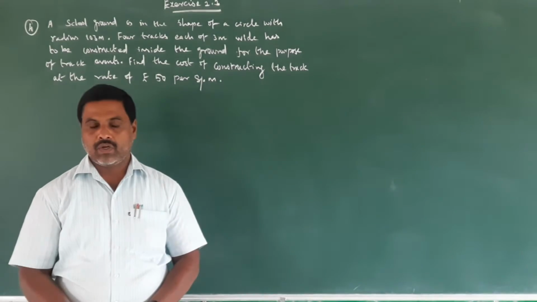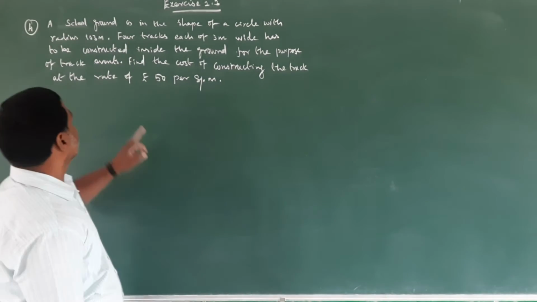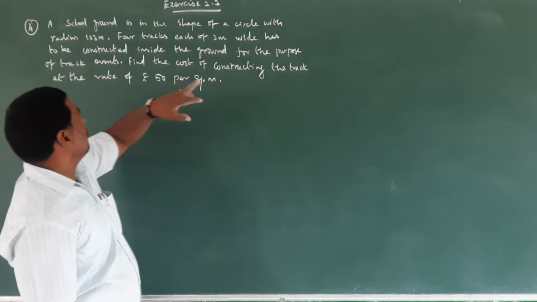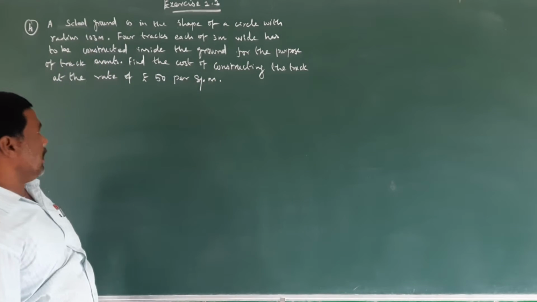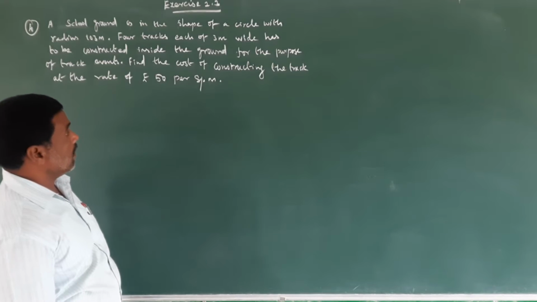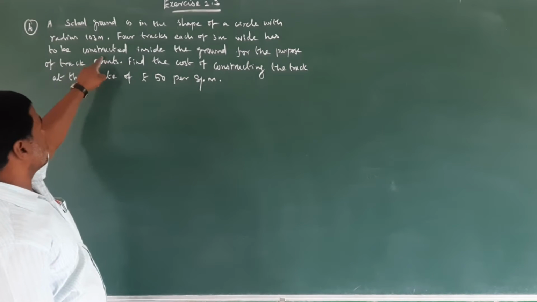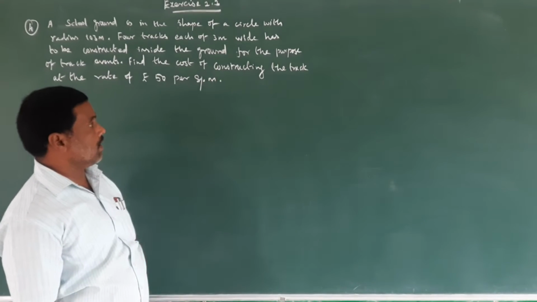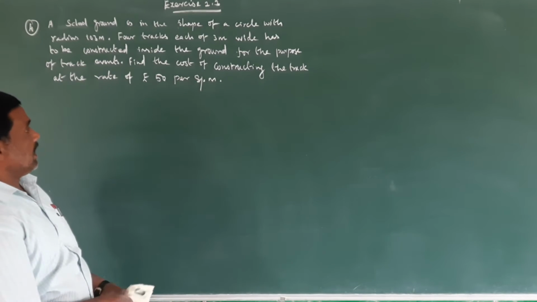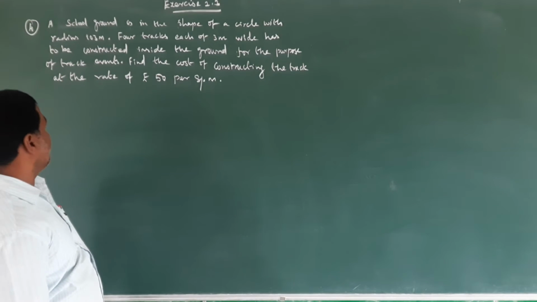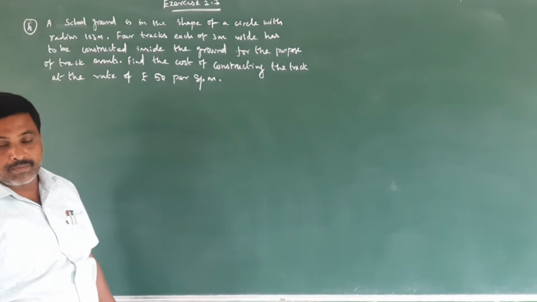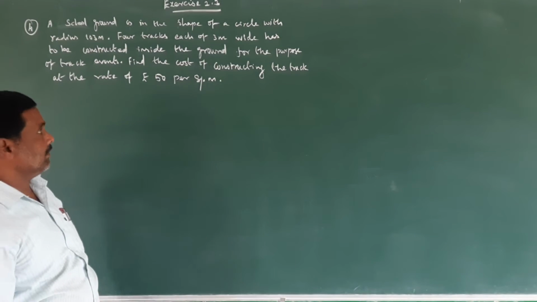Next question, question number 4. A school ground is in the shape of a circle with radius 103 meters. 4 tracks, each of 3 meter width, have to be constructed inside the ground. Find the cost of constructing the track at the rate of rupees 50 per square meter.